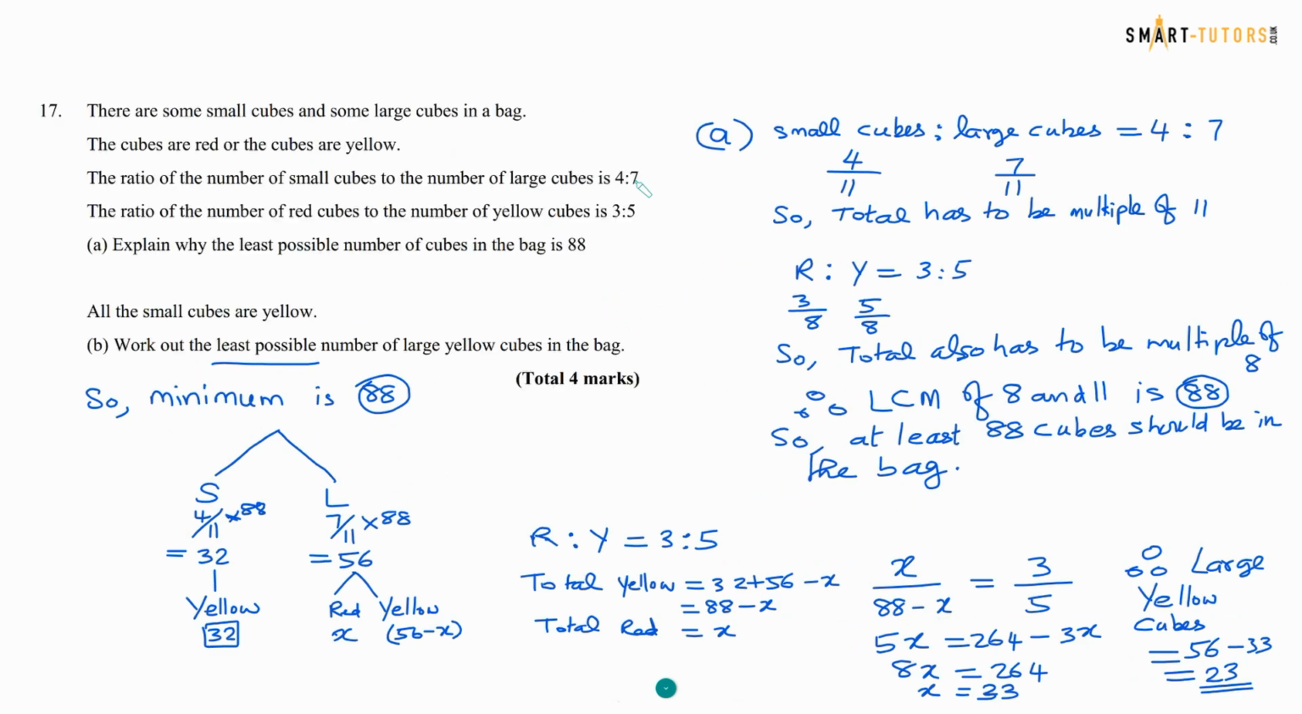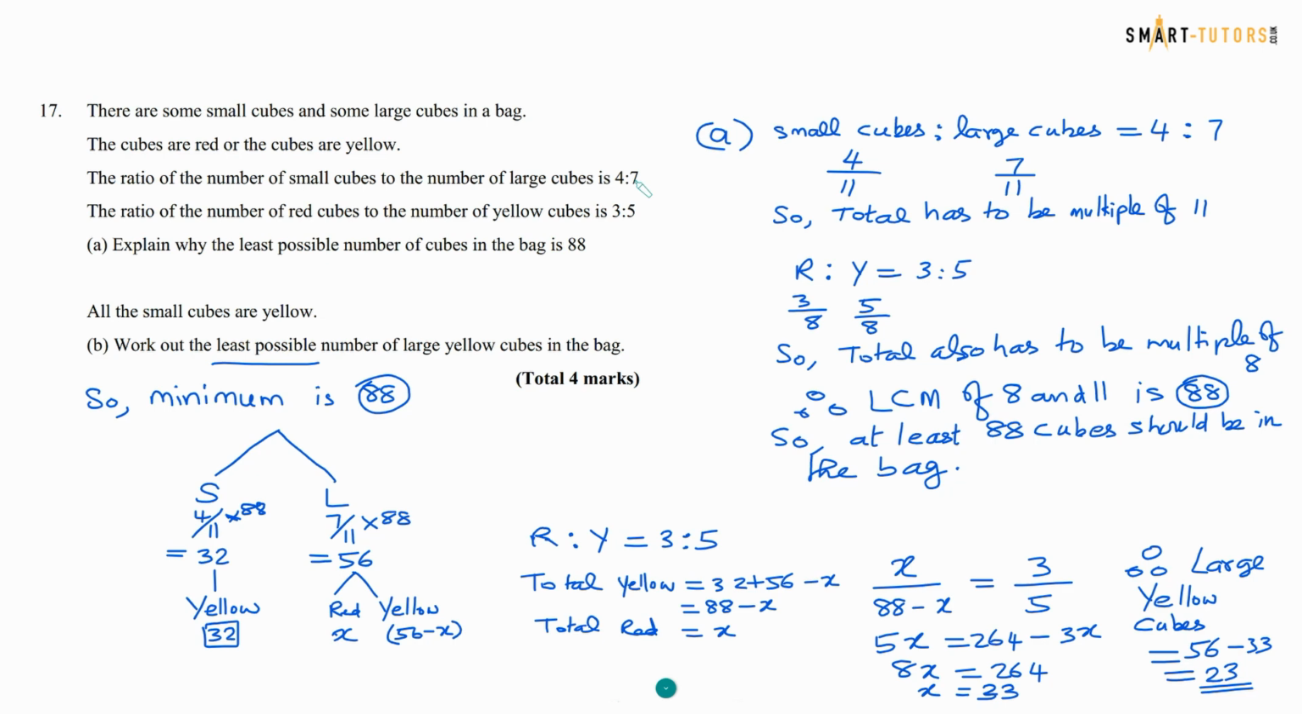Question number 17. There are some small cubes and some large cubes in a bag. The cubes are red or yellow. The ratio of the small cubes to the large cubes is 4:7. If you put that in a fraction, small is 4 over 11, because 7 plus 4 is 11, and large is 7 over 11. So the total has to be a multiple of 11.